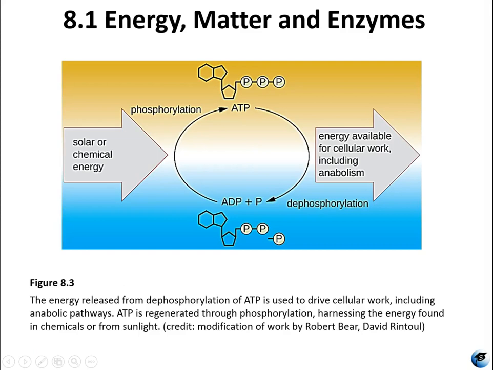This is figure 8.3, and it's showing the energy that's released by dephosphorylation of ATP. Essentially all that's happening is you've got adenosine triphosphate, so named for its 3 phosphates. And when it's dephosphorylated, it loses one of its phosphate groups. And when that happens, energy is released. In order to regenerate ATP, you have to go through a process called phosphorylation. It's a very broad schematic, but solar or chemical energy is added to ADP, and it's phosphorylated to form ATP, and then when that phosphate group is cleaved, it releases energy for metabolism, and then that cycle continues.